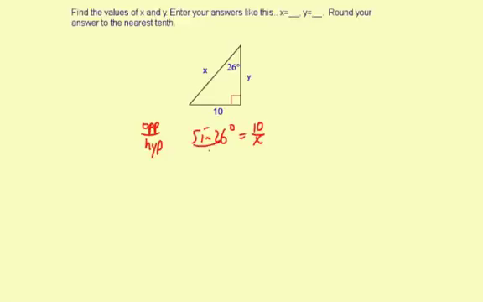So let's make it into a proportion and cross multiply to solve. We'll have x times the sine of 26 degrees equals 1 times 10, which is 10. To solve for x, we'll divide by the sine of 26 degrees.